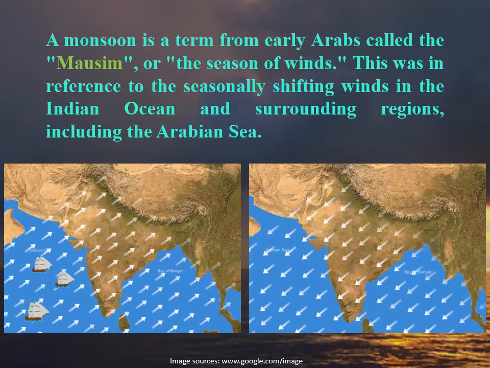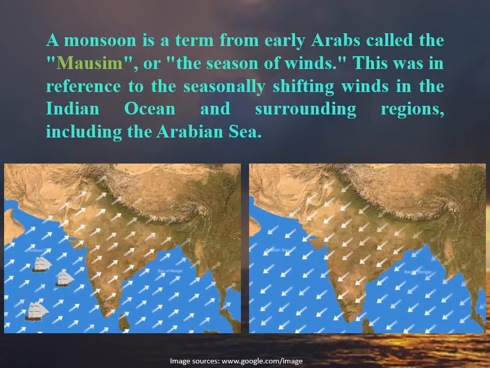Now if we try to find the origin of the term monsoon, then there were two theories. One theory or proposal said that the term monsoon is derived from the Malayan word monsoon, and it means season. The other school found in the ancient literatures or writings that the term was used by the sailors, particularly the Arabian sailors who sail their ships in the Arabian Sea for business.